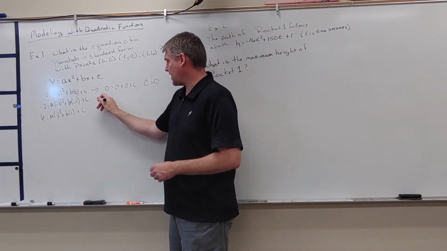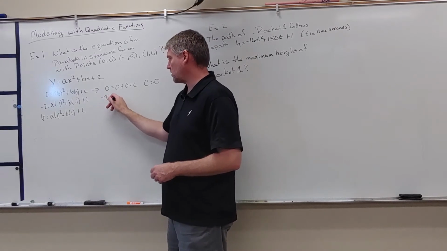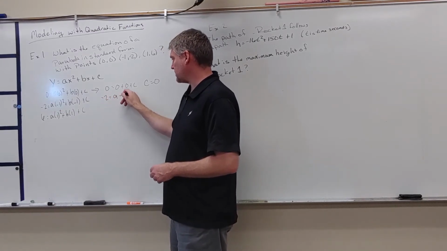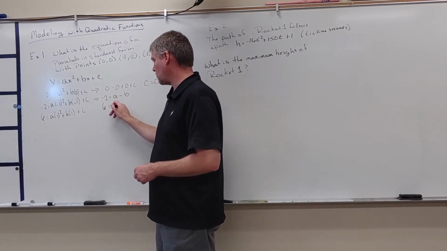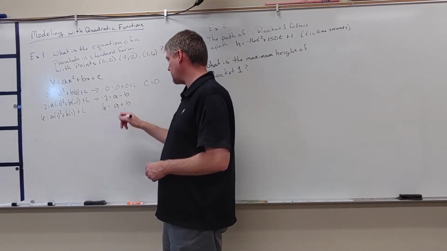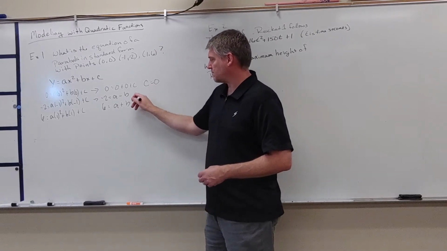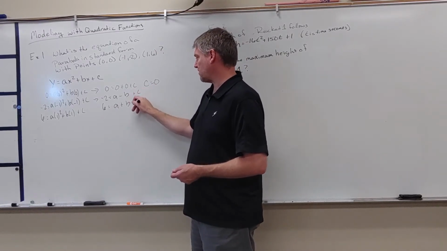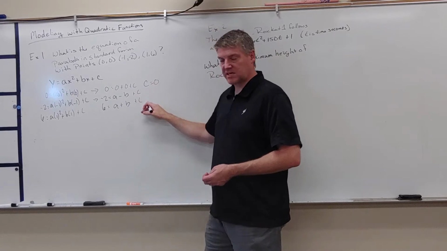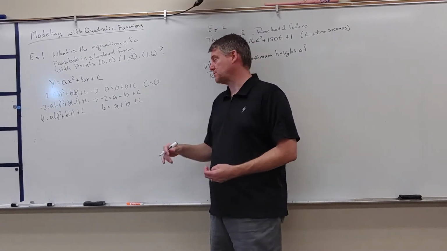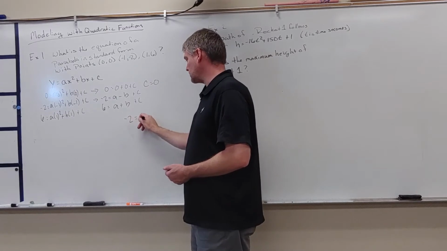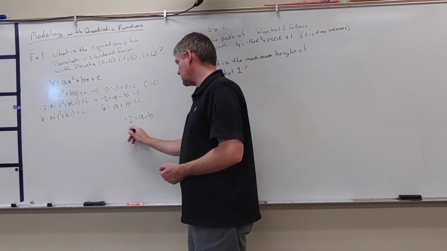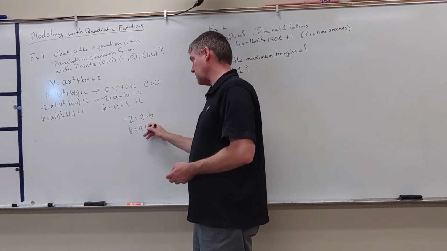Okay. Now on the next one, I have -2 equals a minus b. And on the third one, I end up with 6 equals a plus b. And we actually have plus c, but c is 0, so I get to substitute in what c is. So I get -2 equals a minus b, and 6 equals a plus b.